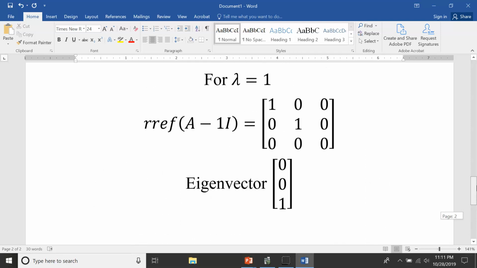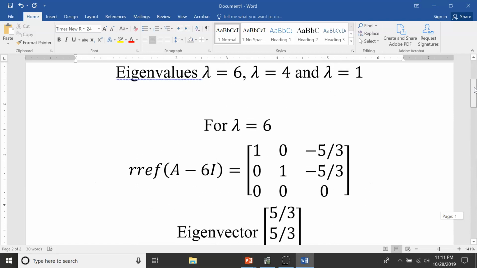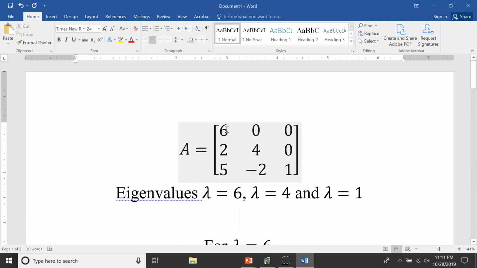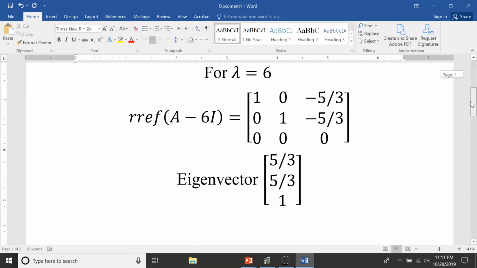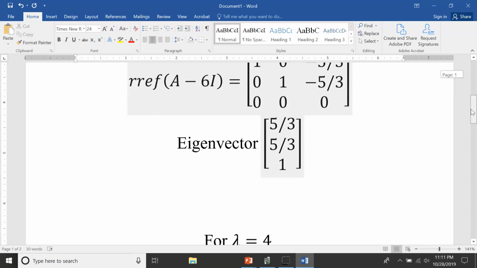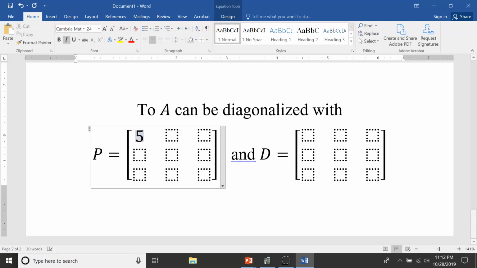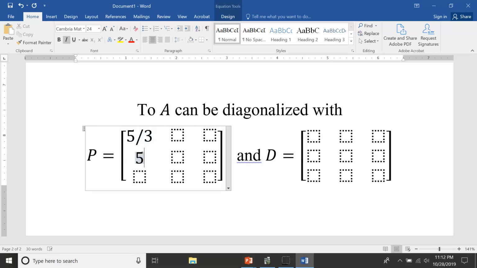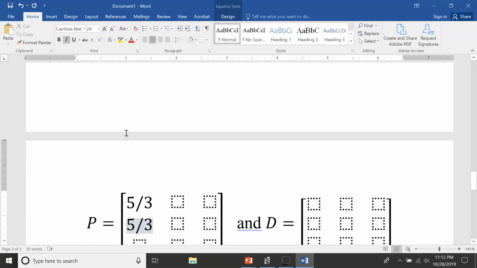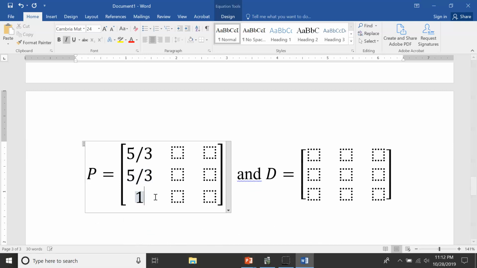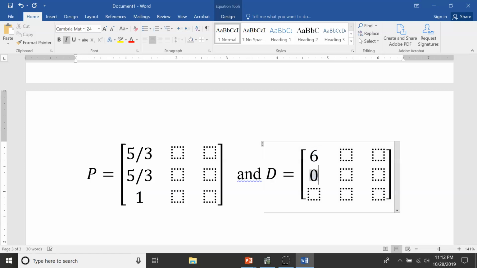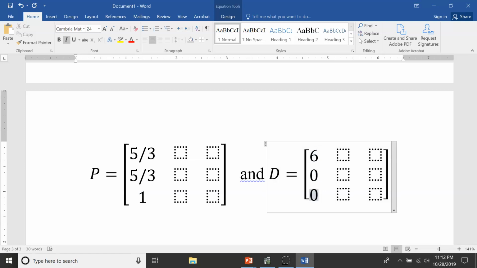What I would do is I would probably start with the 6 because that's sort of the first one that pops out. Not that you have to, but that's kind of commonplace. So 5 thirds, 1 is going to be our first column of P. And that's going to correspond to the eigenvalue of 6. So we'll put 6, 0, 0 as the first column of our diagonal matrix.